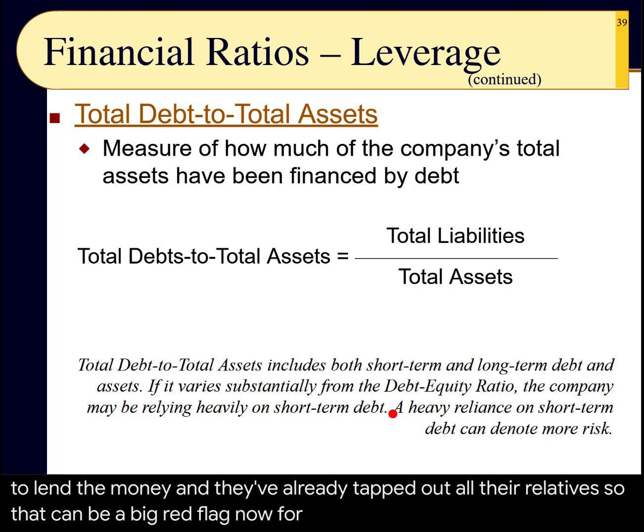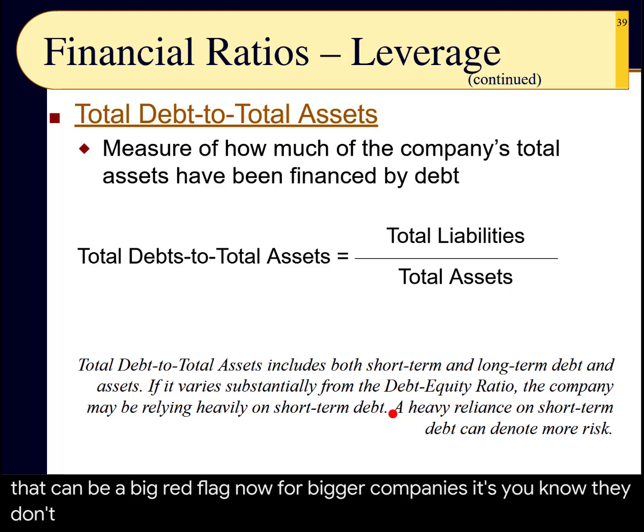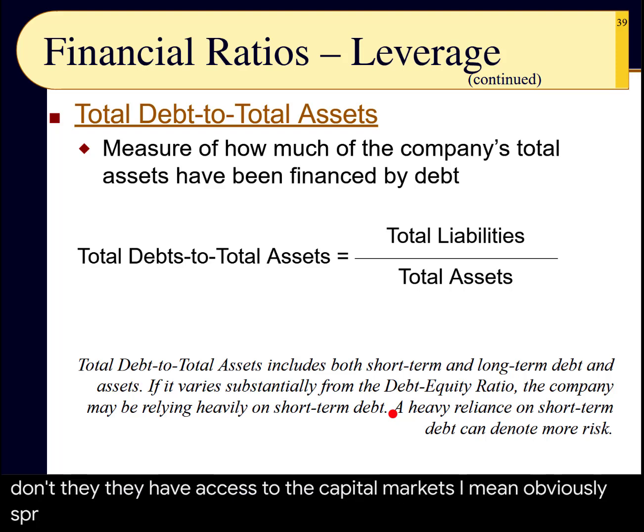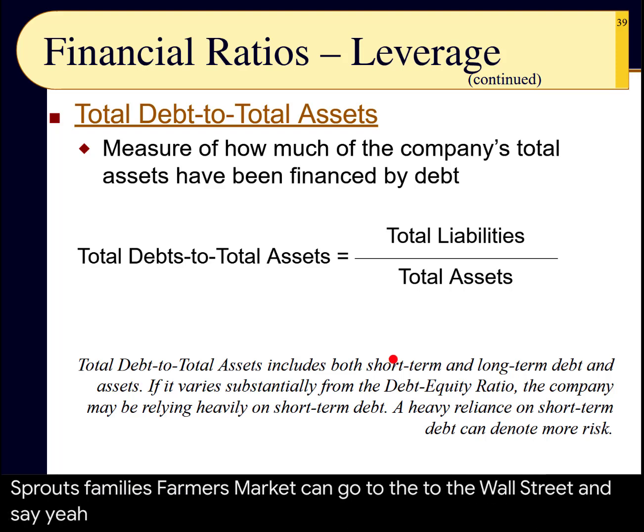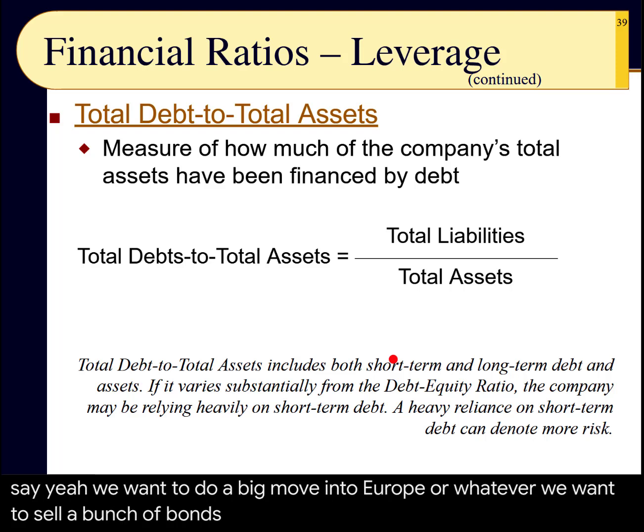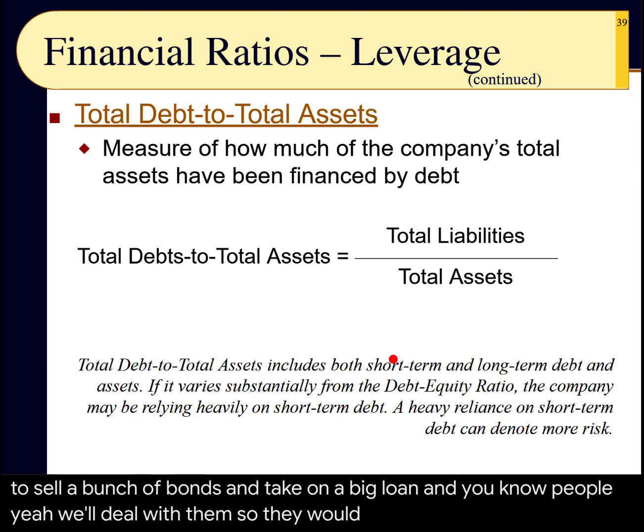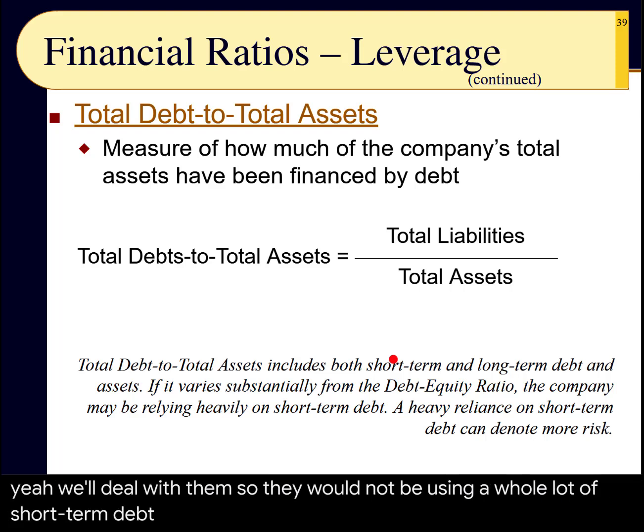Now, for bigger companies, they have access to the capital markets. I mean, obviously, Sprouts Farmers Market can go to Wall Street and say, yeah, we want to do a big move into Europe or whatever. We want to sell a bunch of bonds and take on a big loan, and people would go, oh, okay, well, they have a lot of money to pay off their debt, so yeah, we'll deal with them. So they would not be using a whole lot of short-term debt to finance their growth.